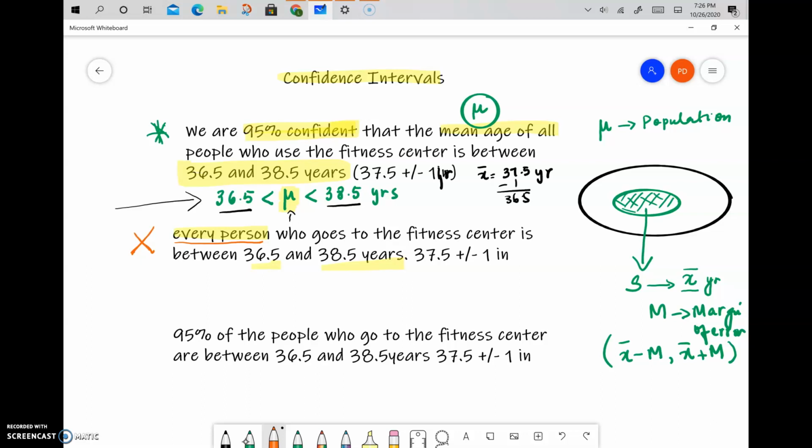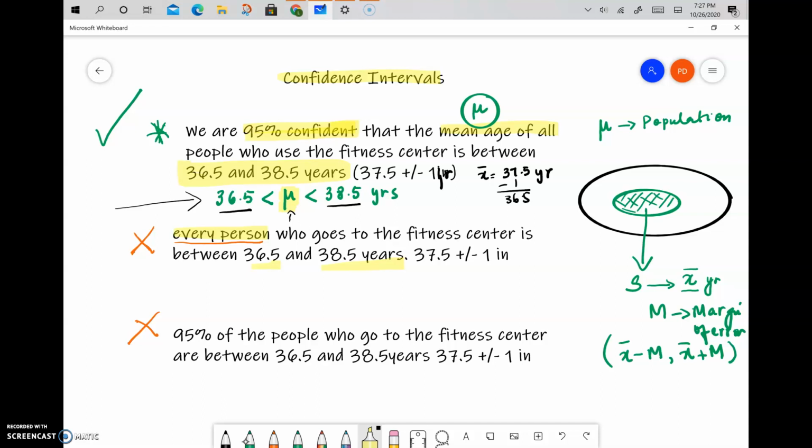Now let's look at a second interpretation of the same statement, which is again wrong. Just note that this is the correct statement and we are looking at two wrong interpretations of that statement. 95% of the people who visit the fitness center are between 36.5 and 38.5 years. Now again, if you've read the first sentence carefully, it doesn't say that 95% of the people are between the ages of 36.5 and 38.5. It only says it's the average age of all the people that lies between those two numbers.